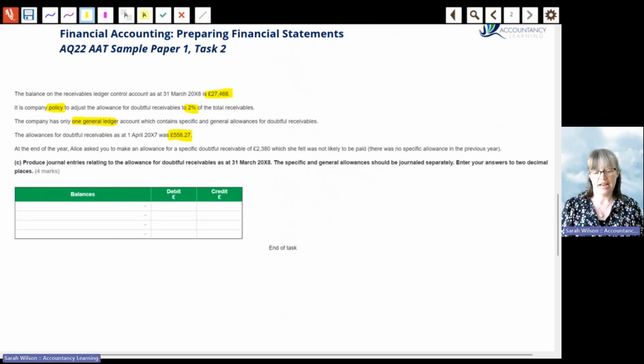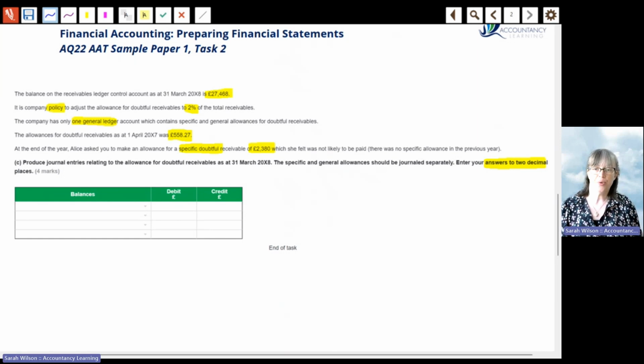At the end of the year, Alice has asked us to make an allowance for a specific doubtful receivable of 2,380. But she didn't feel like it was going to be paid. And then we need to produce the journal entries relating to the allowance for the doubtful receivables as at the year end. We should journal our specific and general allowances separately and put our answers in at 2 decimal places.